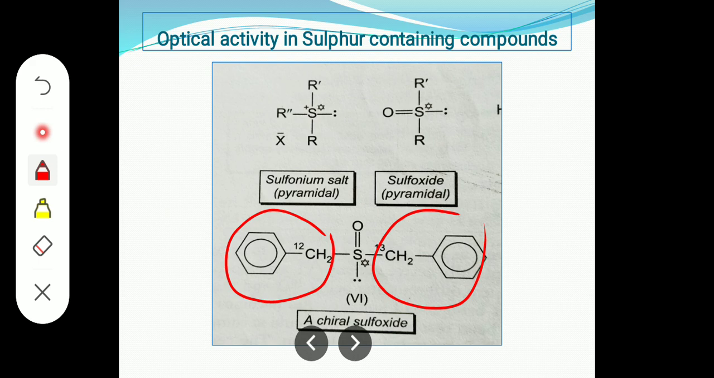Now also, along with the sulfoxide and the sulfone, the sulfur as an organosulfur can also be found in the sulfonium salt. So sulfonium salt is also another example of a sulfur containing compound, wherein the structure of both sulfonium salt and sulfoxide is pyramidal in nature.